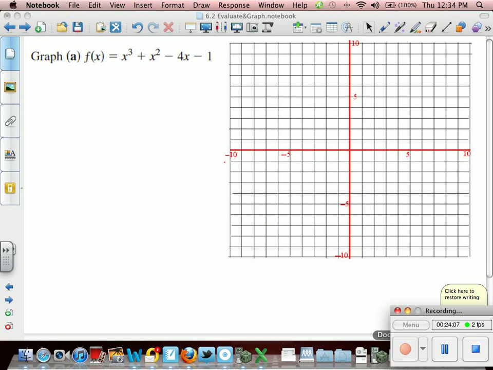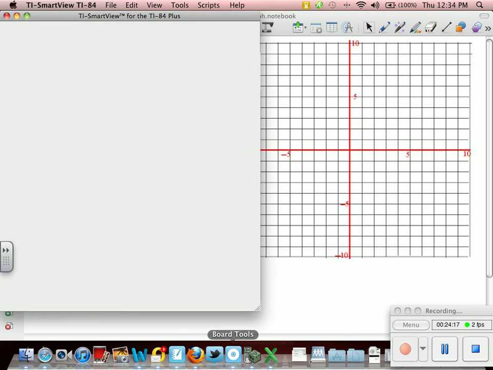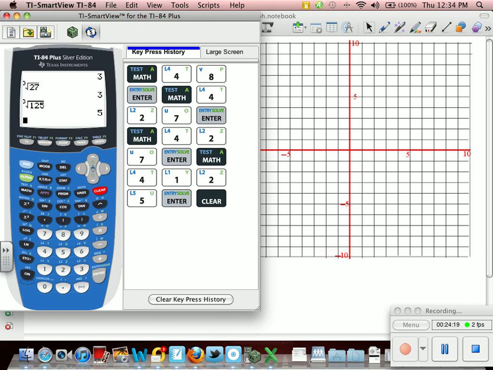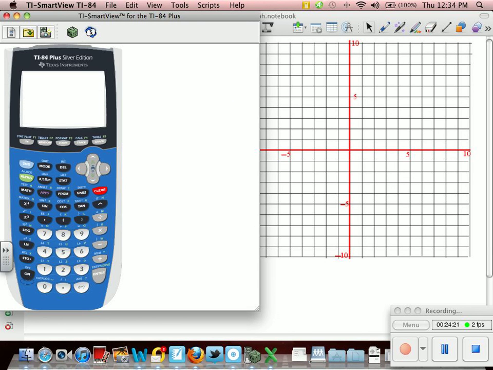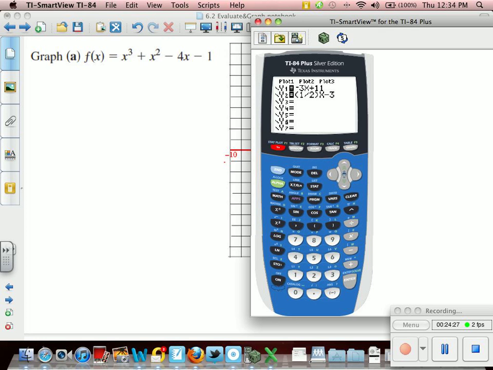So when I want to graph it, we could pick a table of values and put it in and write them out. But because we have graphing calculators at our hands, that's what I want us to use. So what I'm doing with the graphing calculators, I'm going to go into y equals, and I'm going to type in that function.